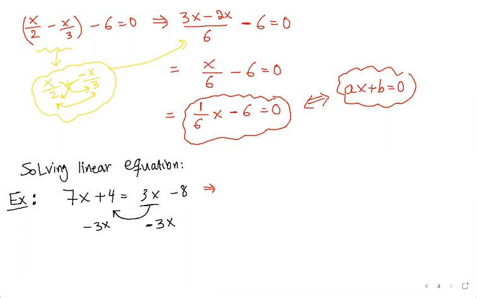So this one will be x, cancelled with this one. Now I get 7x minus 3x, 4x, yes, exactly. Here plus 4 equals minus 8. This is minus 8. Now I'm going to move the numbers to the other side.